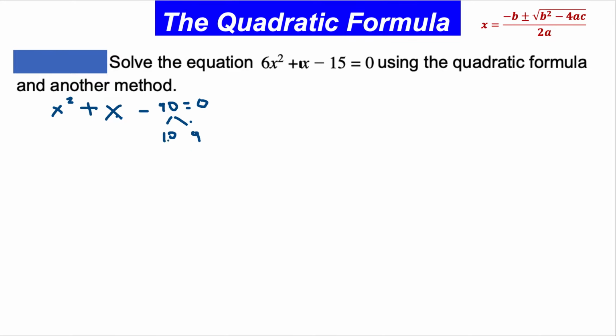Because plus 10 minus 9 is equal to 1, I get the sum 1, and I can factorize in one step: x plus 10 times x minus 9 is equal to 0. But because I multiplied by the a, I'm going to divide the last numbers by 6.